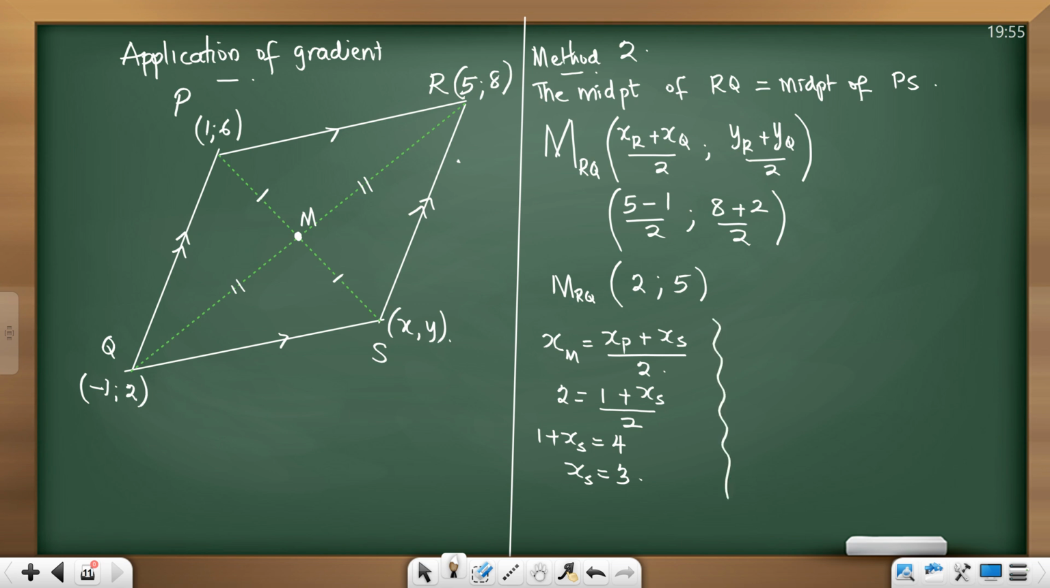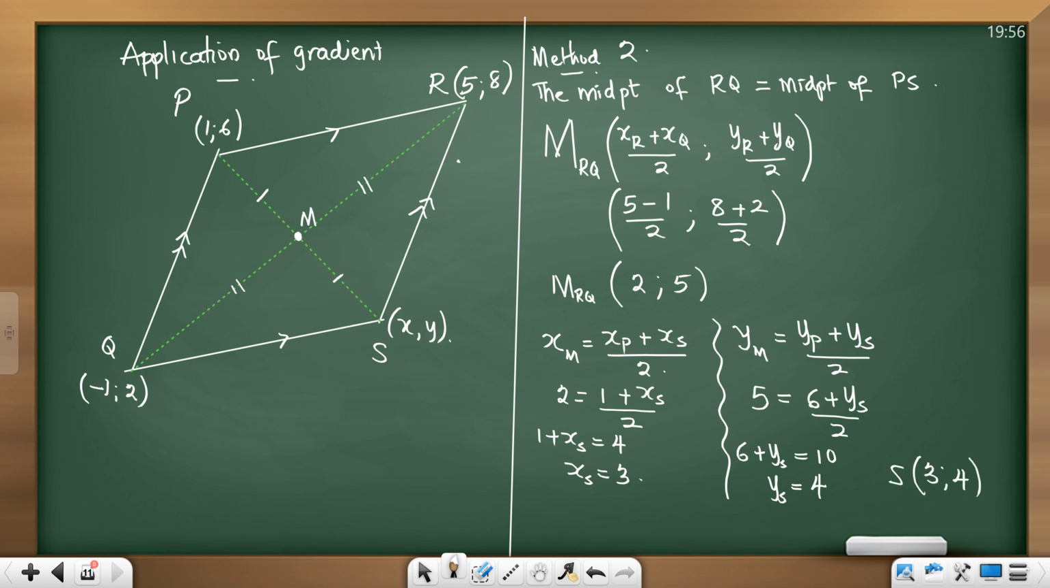Okay. What about the Y value? Y of the midpoint. Please don't forget it's capital M. Will be what? Y value of P plus the Y value of S over 2. What's the Y value? 5. What's our Y value of P? 6 plus, we don't know this one. 6 plus YS, 10. 10 minus 6, 4. Oh, so what's the coordinate of S? I think it was the same thing we got, right? 3 and 4.